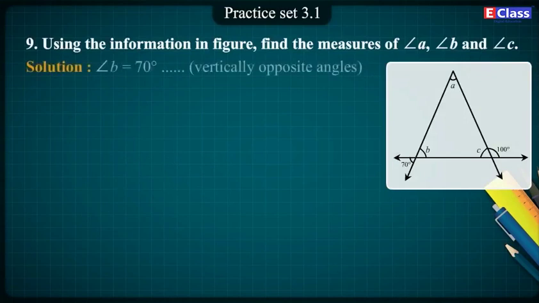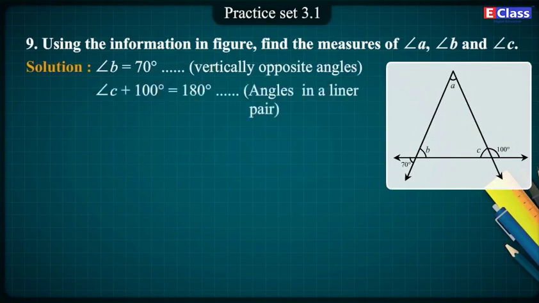Solution: angle B is equal to 70 degrees, as it is a vertically opposite angle. Angle C plus 100 degrees is equal to 180 degrees, as it is an angle in a linear pair. Therefore, angle C is equal to 180 degrees minus 100 degrees. Therefore, angle C is equal to 80 degrees.